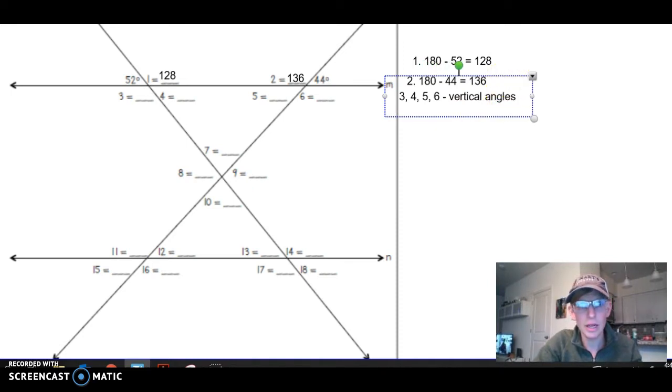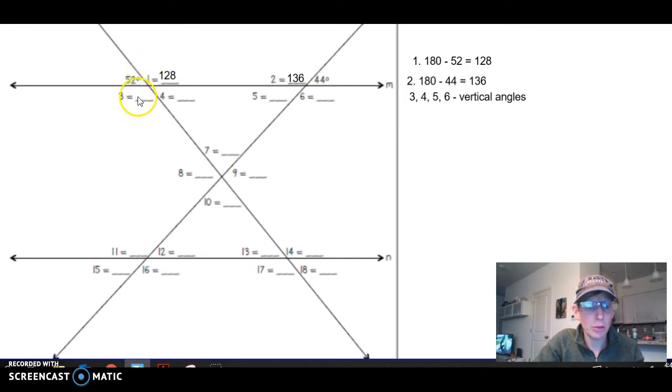All right, so with this idea, I can really just fill in what these equal. So for angle 3, it's a vertical angle to the angle that equals 128. So I'll just write in here 128 and then get it into the right spot here.